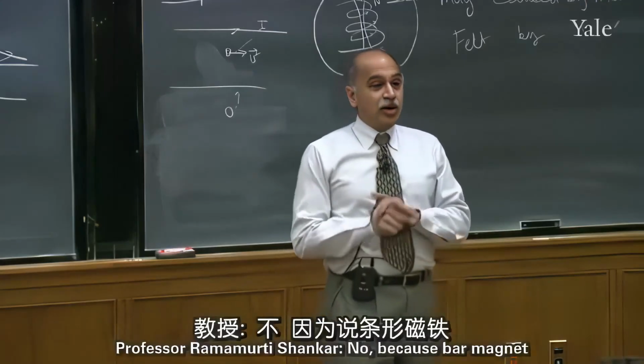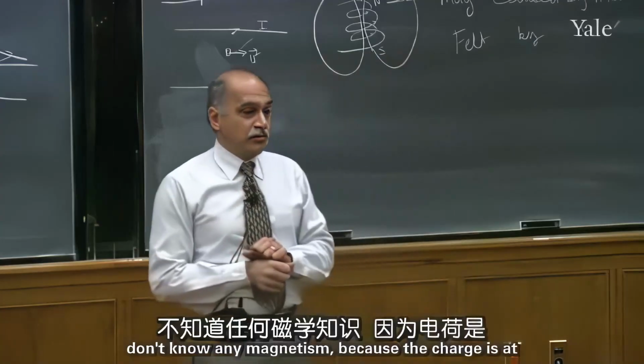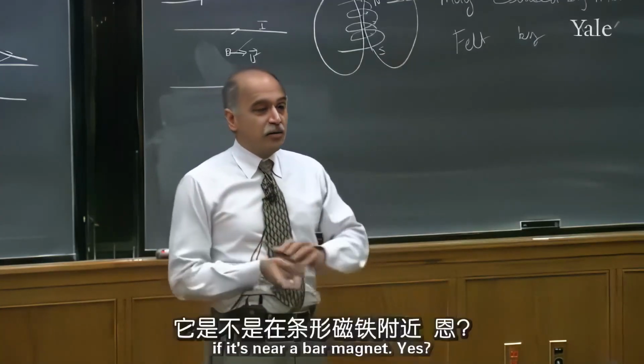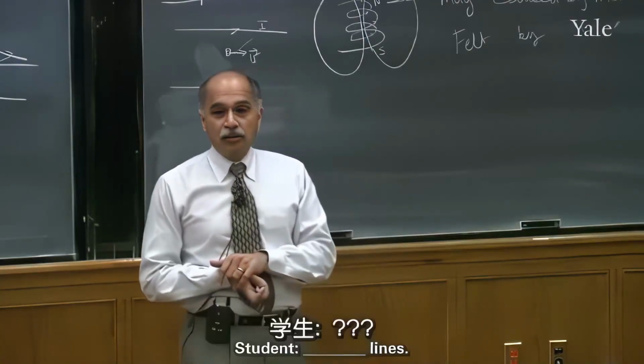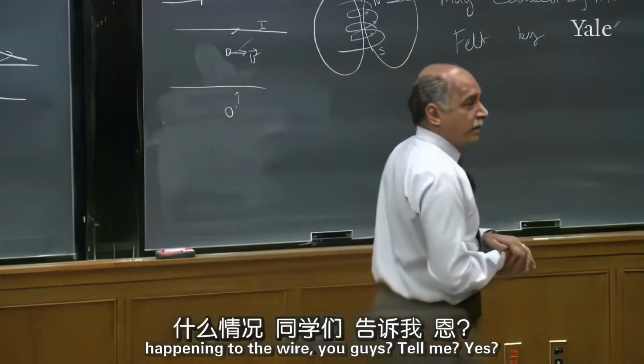No. Because bar magnet means you're going to magnetism, right? So let's say I don't know any magnetism because the charge is at rest. A charge at rest doesn't care if it's near a bar magnet. Yes? Field lines. So what should be happening to the wire, you guys? Tell me. What should be?